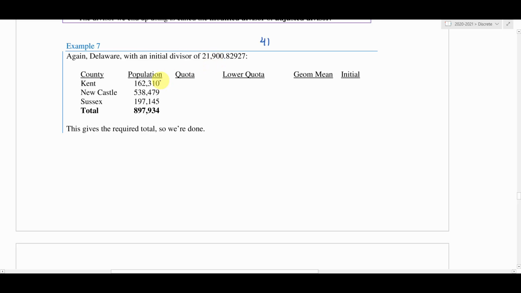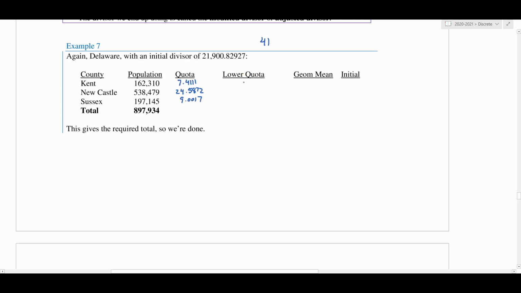All right, and then I'm going to take each individual population for the counties and divide by my divisor, and I'll get my quotas. So here we go. All right, so there are my quotas. They were the same exact quotas that we've calculated in every other example that we've done with this, so nothing has changed up to this point. You're going to notice here in our next column there's this thing called a lower quota.